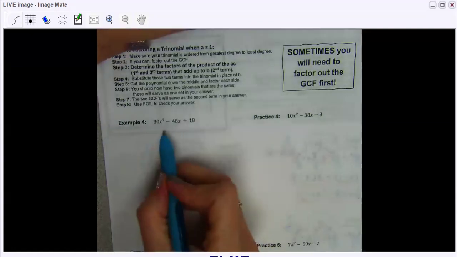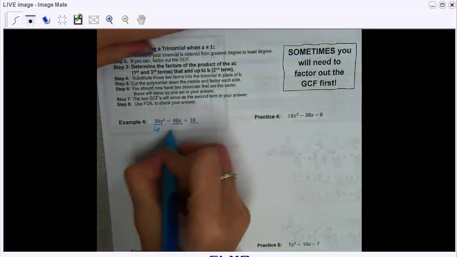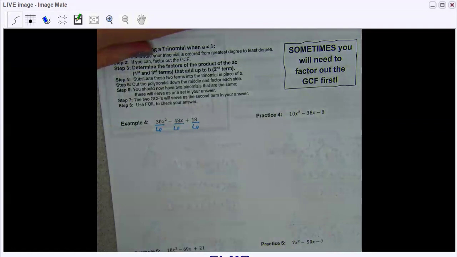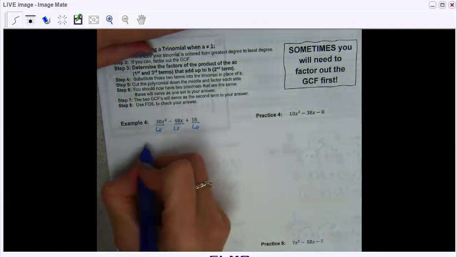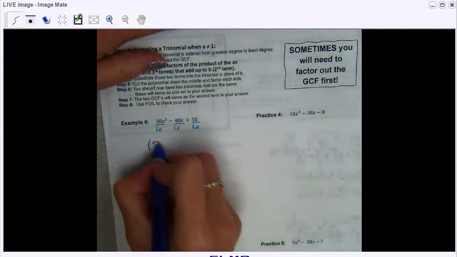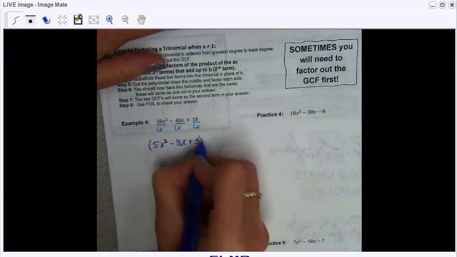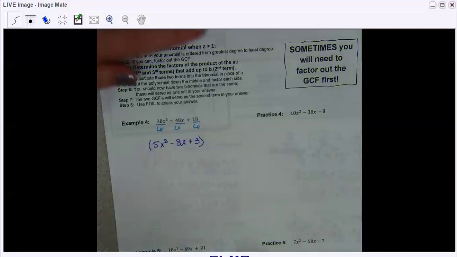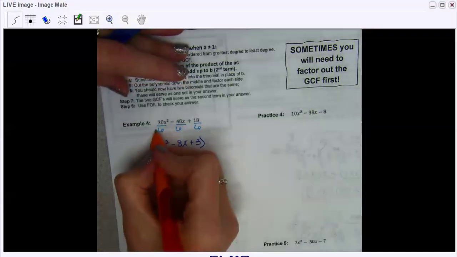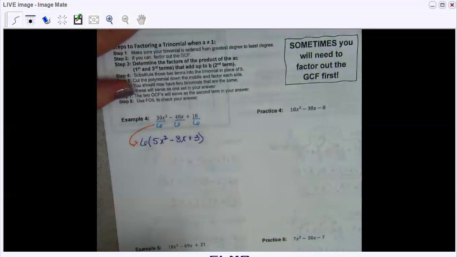So the GCF for this is 6. So let's factor that out. Okay. And when you write your final answer, it's not just 6, and it's not just 5x squared minus 8x plus 3, which is what a lot of you did. You have to take the GCF and put it in front of the parentheses. It's 6 times that. Okay. So make sure that you're doing that because it's wrong if you don't.